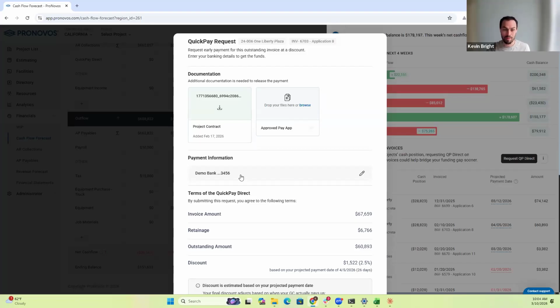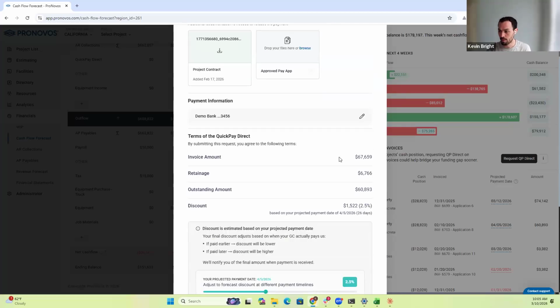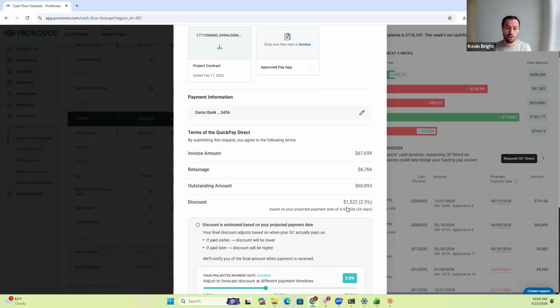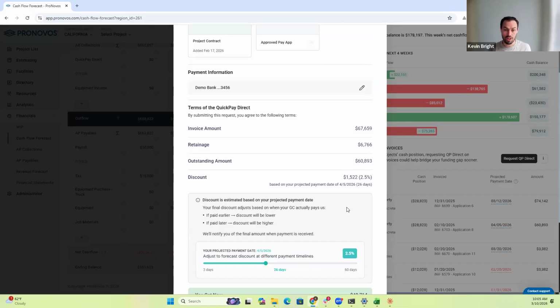You can then include your payment information, so your bank account information, where the ACH information would go. And then you're going to see a breakdown of the terms here. So I've got my invoice amount, what's getting held in retainage, what the outstanding amount is, and then the discount. The discount is going to be based on when you will basically be paid by your client, and that last 20% is issued. And basically, it's based on the number of days it takes to pay.